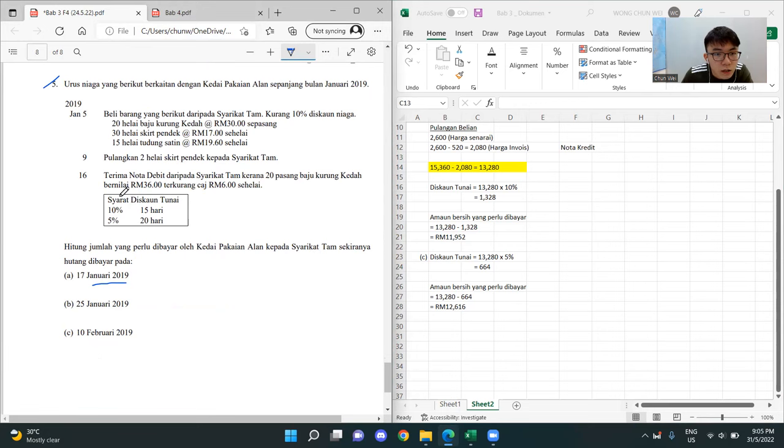So, this one is same thing. Kita beli on this date and then kita ada pulangan. Okay, then you terima debit kerana kurang charge. Okay. And so, at the end, you're actually based on this 5th of January. So from 5th January sampai 17 is how many days? So 17, 5, 6, 7, 8, 9, 10, 11, 12, 13, 14, 15, 16, 17, actually 12 days.